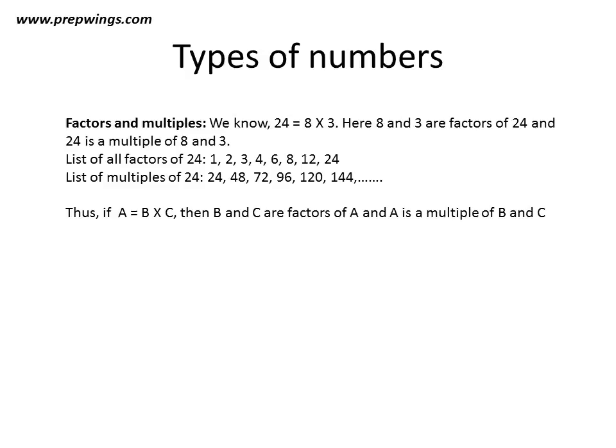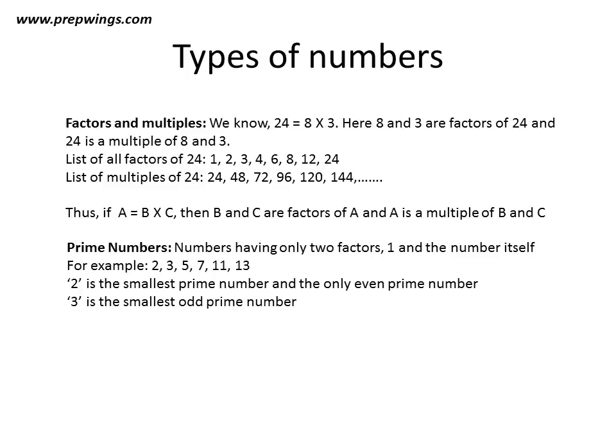Okay guys, so when we list all the factors of 24, those are 1, 2, 3, 4, 6, 8, 12 and 24. And if we list the multiples of 24, those are 24 into 1, 24, then 24 into 2, 48, 24 into 3, 72, 24 into 4, 96, 24 into 5, 120, then 24 into 6, 144, and so on. Thus, if A is equal to B into C, then B and C are factors of A and A is a multiple of B and C. So we have understood what are factors and multiples.